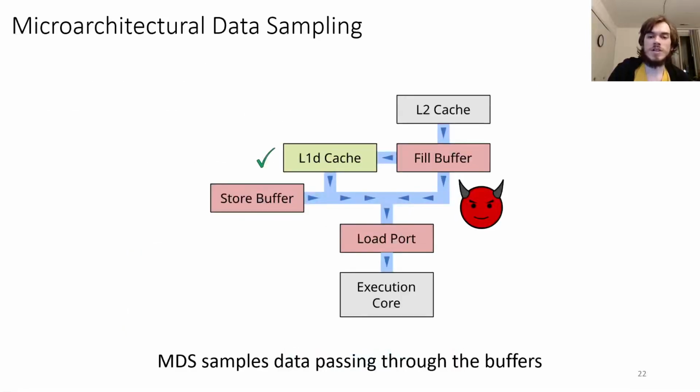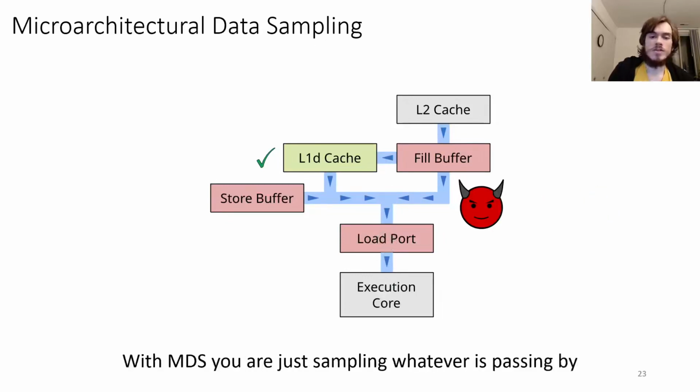So MDS samples data passing through the buffers. What it means is that if the victim runs on the execution core and performs a load, it will fetch the data from the level 2 cache. And here the attacker can use a faulty load to extract the data from the fill buffer and then siphon it out using the side channel attack, as the data goes onward to the load that's being executed on the execution core. This also means that with MDS you're just sampling whatever is passing by at the time.